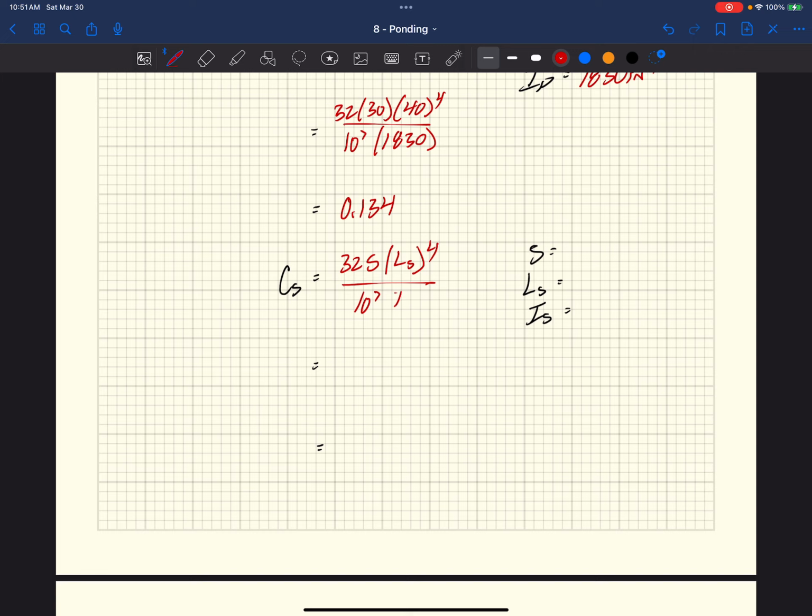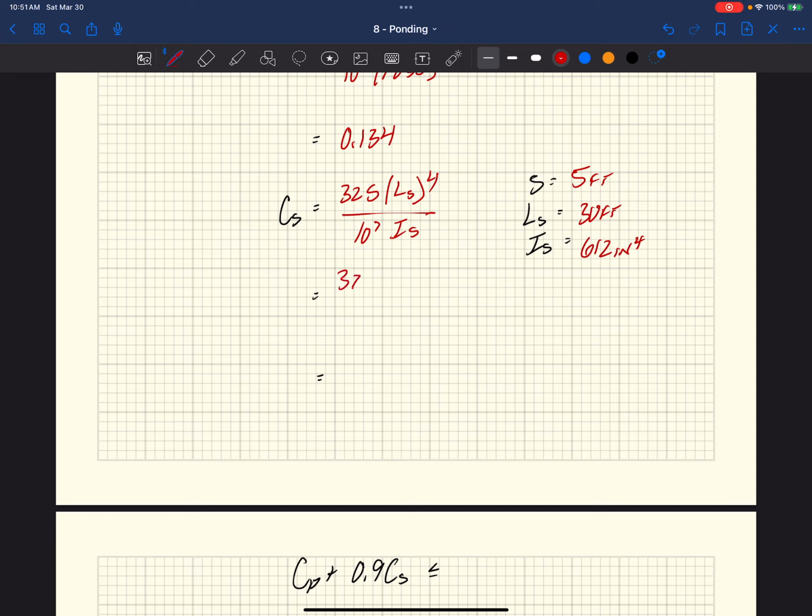If we look at CS, 32 times the spacing of our members times LS to the 4th, all over 10 to the 7th times IS. Spacing, I mentioned, was 5 feet. The span of our secondary members is 30 feet, and IS for a W18 by 40 is 612 inches to the 4th. So we get 32 times 5 times 30 to the 4th, all over 10 to the 7th times 612. We end up with 0.021.